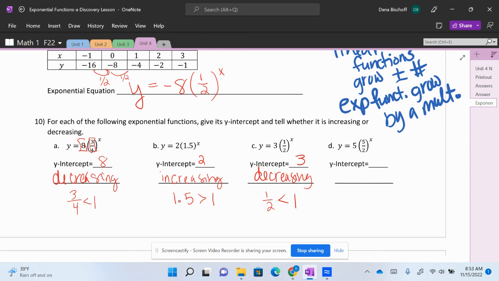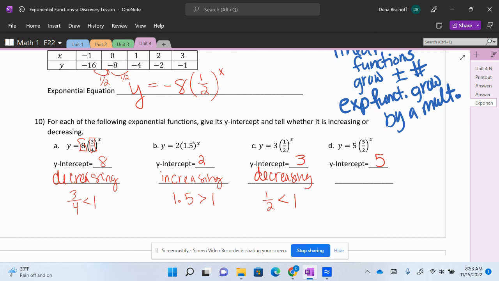Are you guys getting this? I mean, I know it looks scary, but I think this was the best way to learn it. I don't know. Tell me about D. Y-intercept is it increasing or decreasing? Hurry up, pick it up. Oh, I thought it was sorry. I thought it was a soda, sorry.